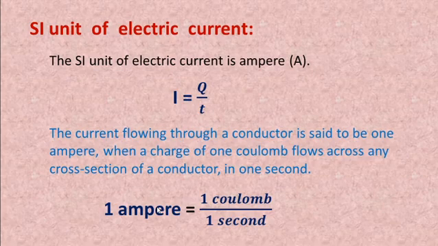The current flowing through a conductor is said to be 1 ampere when a charge of 1 coulomb flows across any cross section of a conductor in 1 second. There is a flow of charges 1 coulomb per second means we get 1 ampere. Then ammeter is the instrument used to measure the strength of the electric current in an electric circuit. The ammeter is connected in series in a circuit. That is very important. Ammeter is always connected in series in a circuit where the current is to be found.